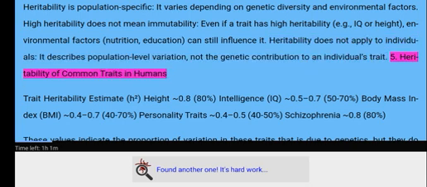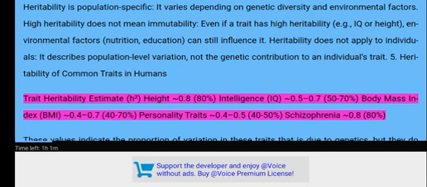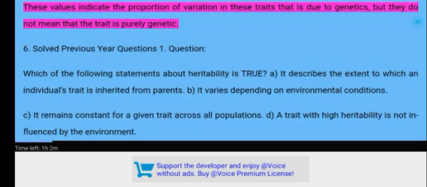5. Heritability of common traits in humans. Trait, heritability estimate h squared: height, approximately 0.8, 80%; intelligence, IQ, approximately 0.5 to 0.7, 50 to 70%; body mass index, BMI, approximately 0.4 to 0.7, 40 to 70%; personality traits, approximately 0.4 to 0.5, 40 to 50%; schizophrenia, approximately 0.8, 80%. These values indicate the proportion of variation in these traits that is due to genetics, but they do not mean that the trait is purely genetic.